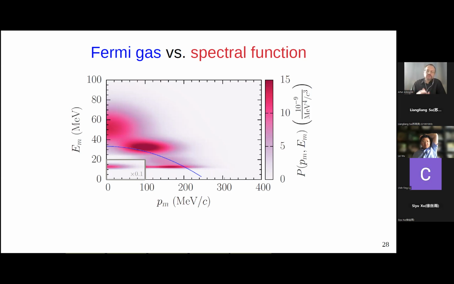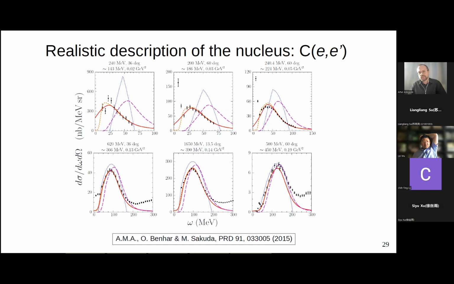But what really matters is, does it affect the cross sections? And the answer is yes. As you can see from this picture taken from the paper that I wrote several years ago with Omar Benhar and Makoto Sakuda. In this picture, I'm comparing different kinematics, and the first number always gives you the beam energy. They vary between 200 MeV and 1.6 GeV, and different scattering angles between 13.5 degrees and 60 degrees.